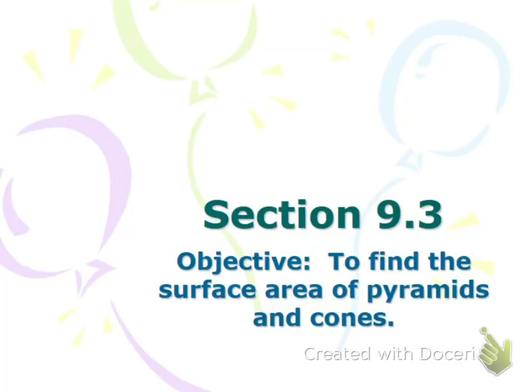All right, today we're doing section 9.3. We are going to find the surface area of pyramids and cones. So much like when we did volume, we started with prisms and cylinders. Then we did pyramids and cones. We did surface area of prisms and cylinders. Now we'll do pyramids and cones.